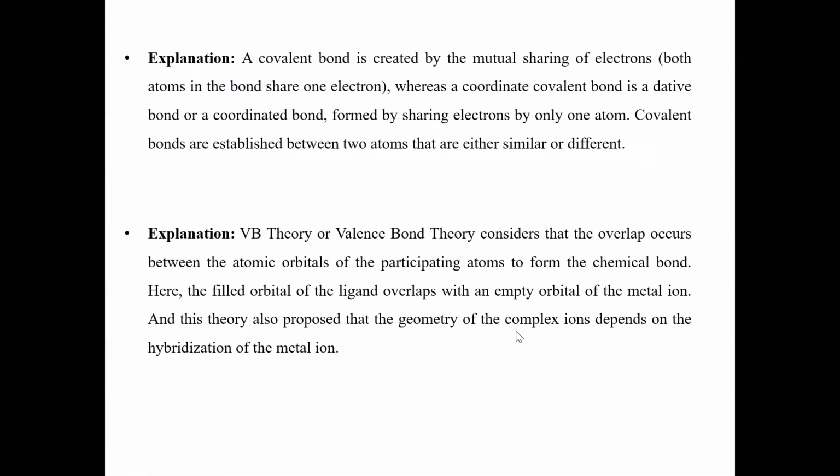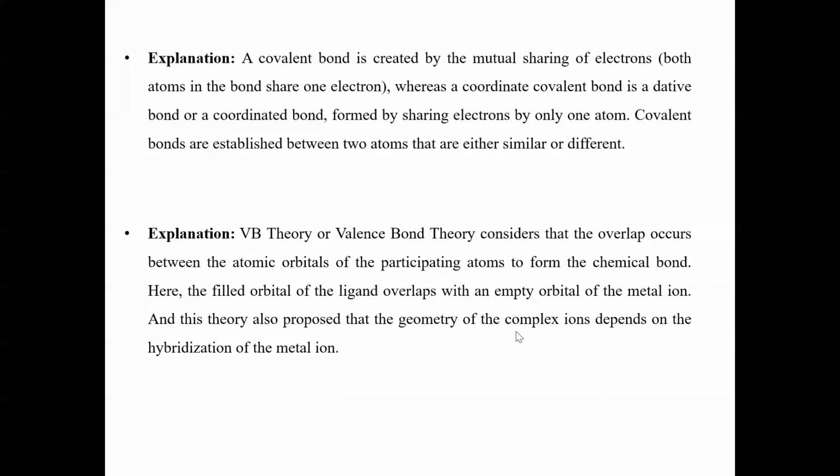Okay, so moving to the explanations. A covalent bond is created by the mutual sharing of electrons. Both atoms in the bond share one electron, right? Whereas a coordinate covalent bond is a dative bond or coordinated bond formed by sharing electrons by only one atom. And covalent bonds are established between two atoms that are either similar or different.